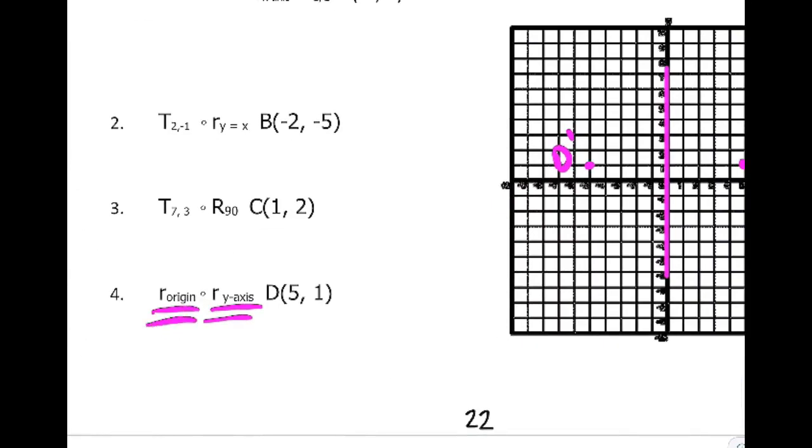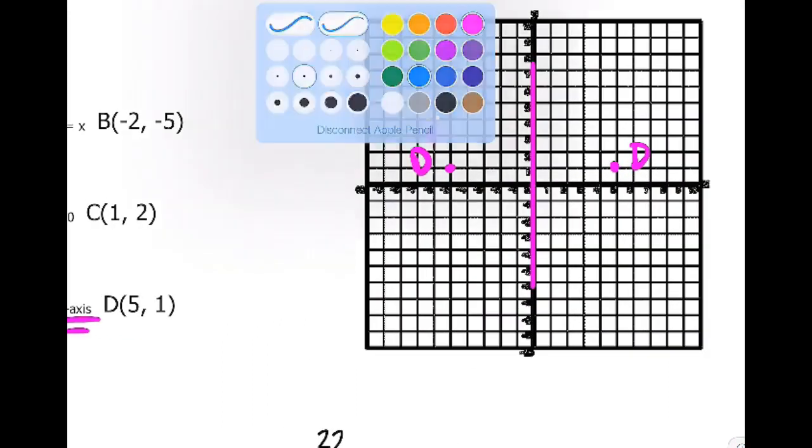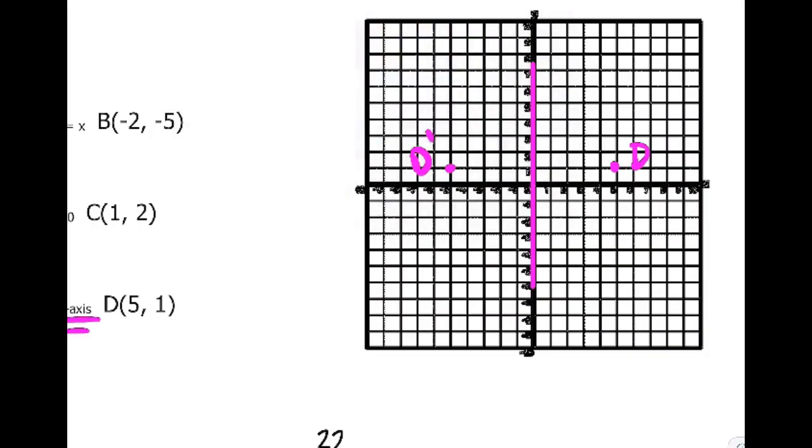And then it says reflect over the origin. Now that's something new we haven't done yet. Reflect over the origin is another way to say rotate 180, but I'm going to show you right here. How do you get to the origin? You go over 5, down 1.